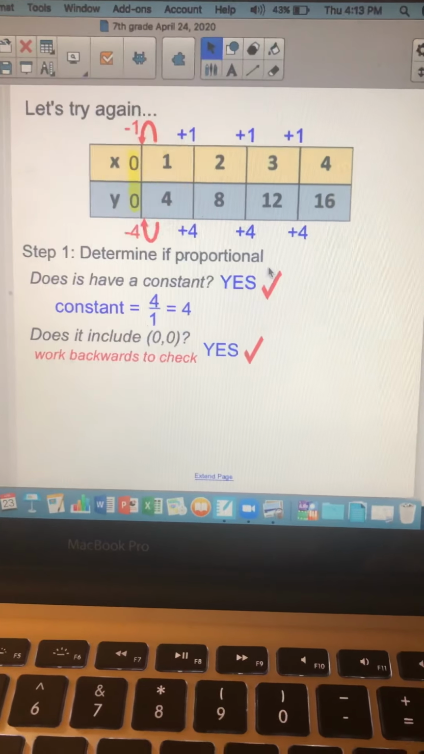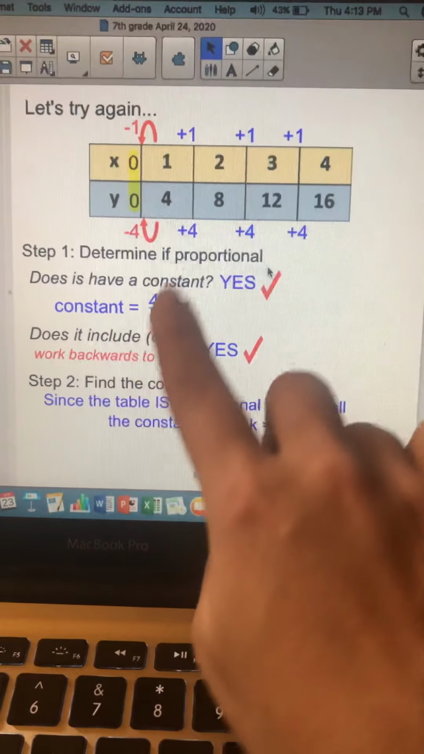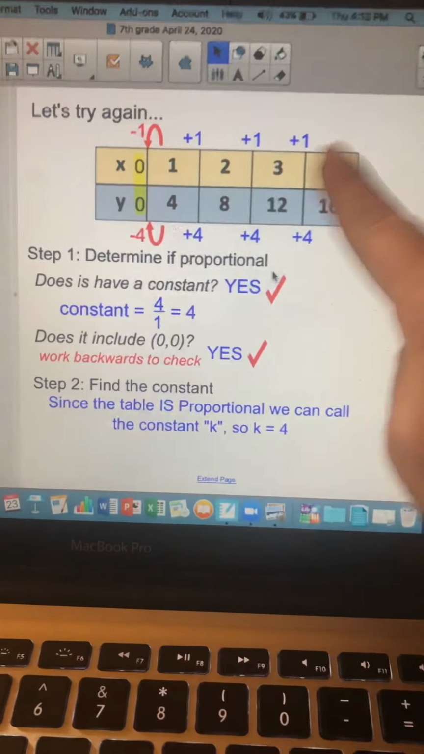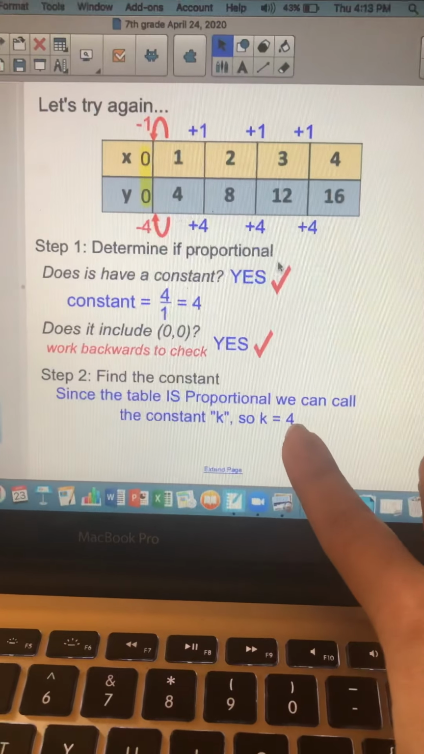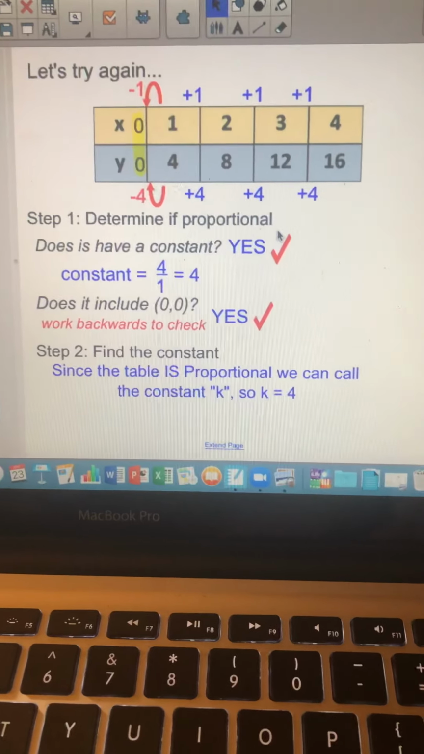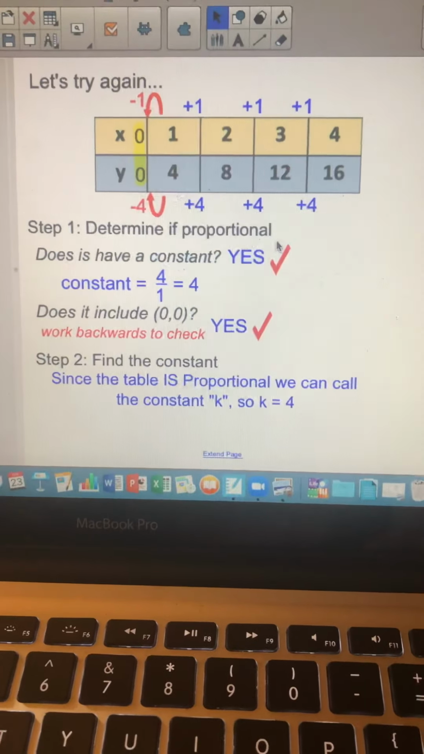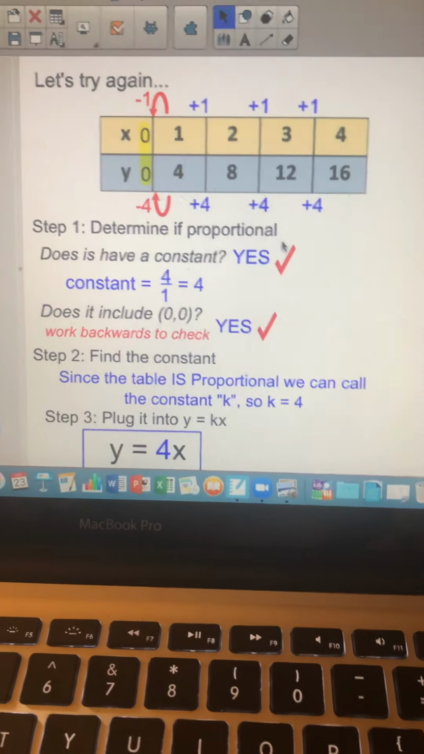The next thing you do is you write what the constant is. So the constant would be 4. We just determined that, right? The change in y over the change in x. 4 over 1, which equals 4. And since we now know that our constant is 4, we can write it in our equation. We're going to just replace k with the number 4. So our equation would be y equals 4x.